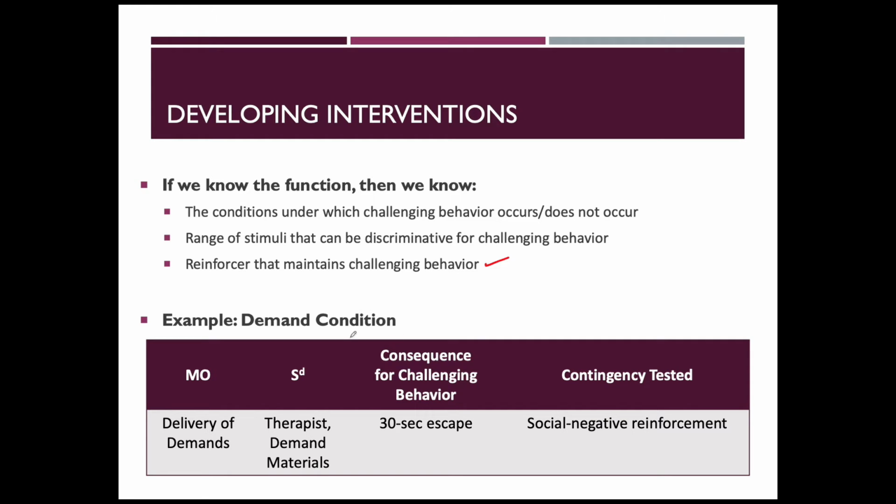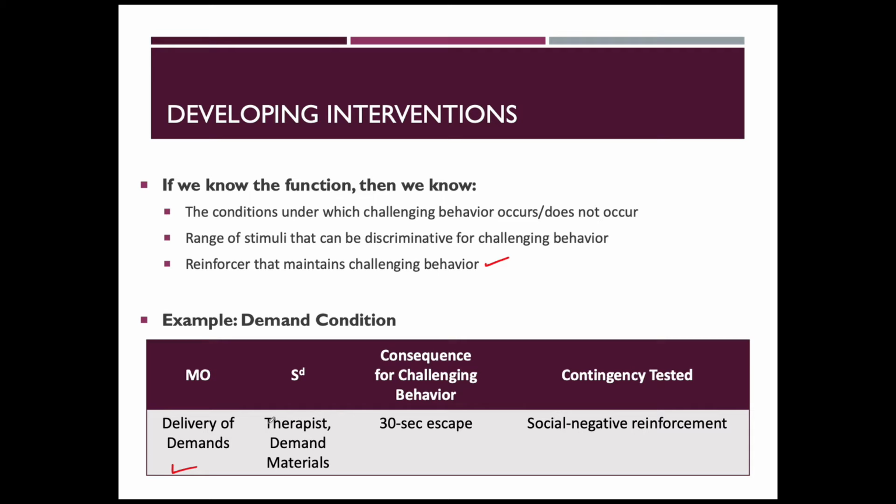So again, I have that example. We break out the demand condition. The EO or the MO is a delivery of demand. So we know that if the problem behavior is occurring in this condition, we know that the MO is a delivery of demands. The possible range of SDs might be that there's a therapist there, there's demand materials.